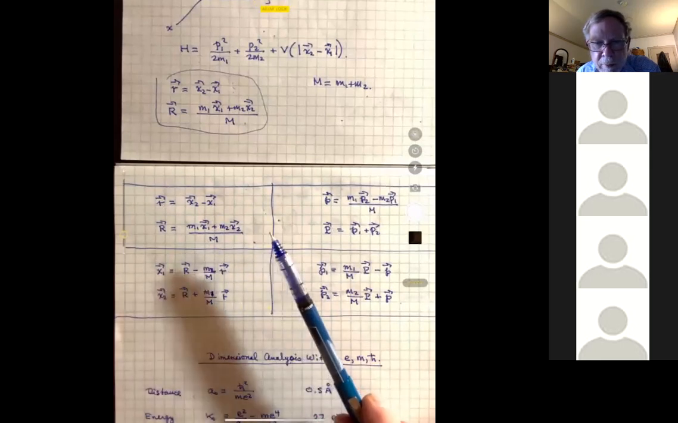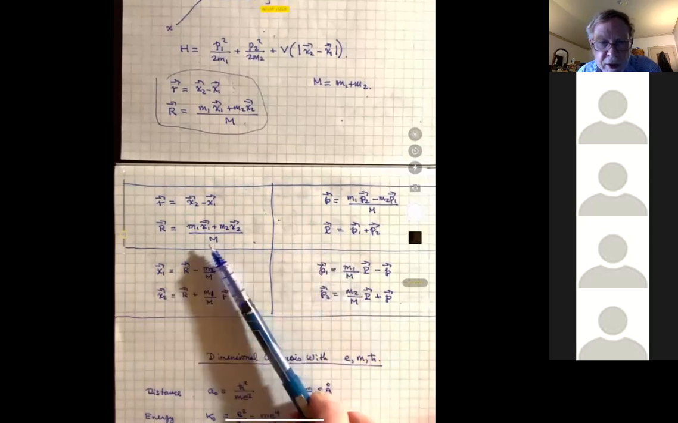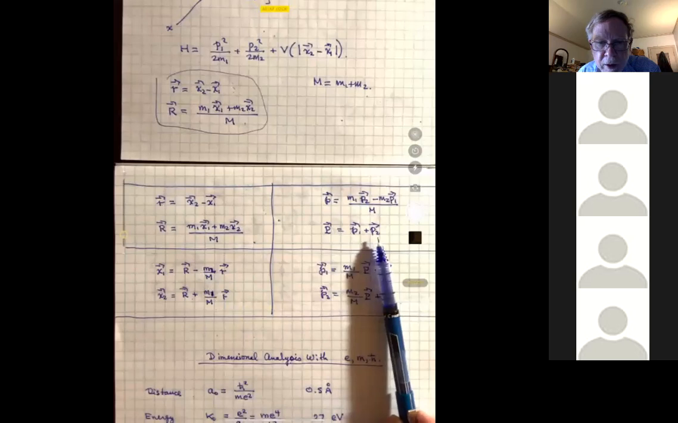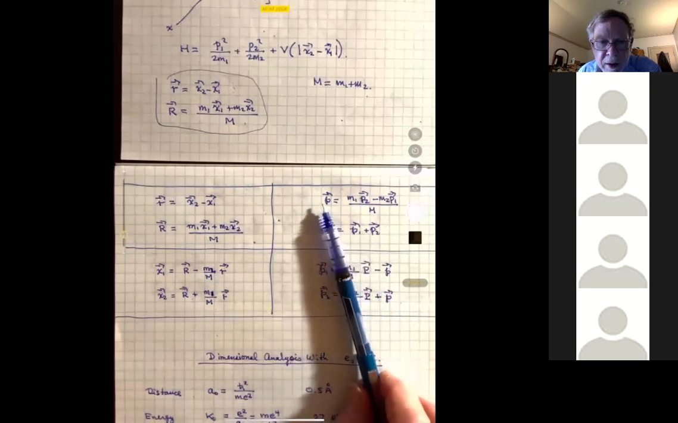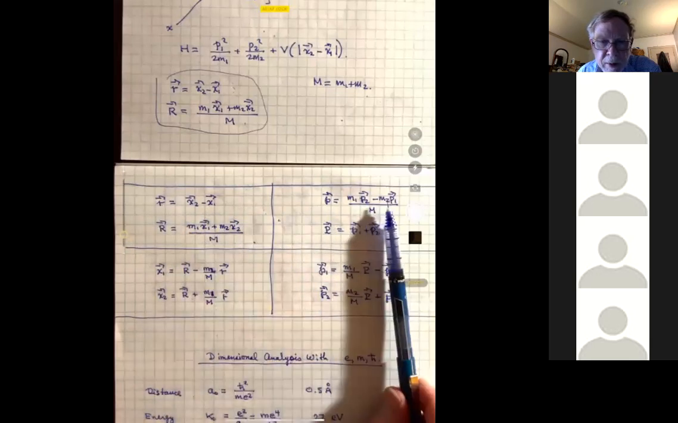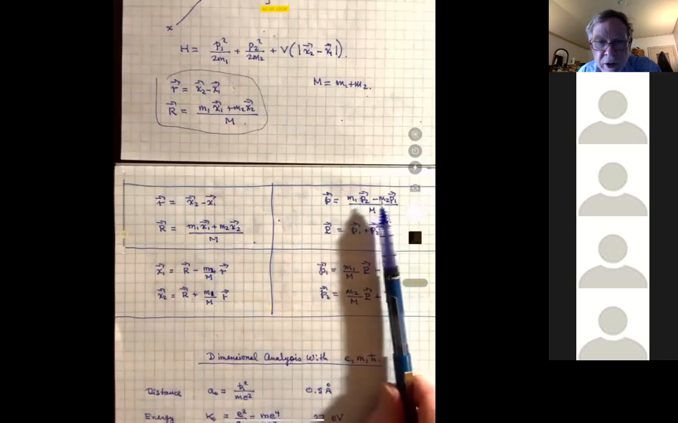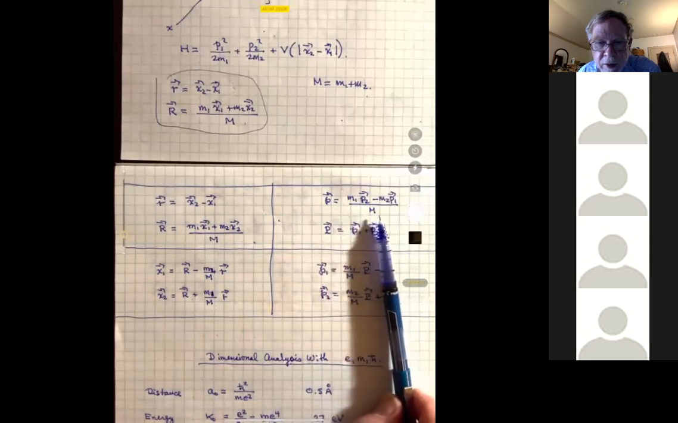What about the corresponding momenta? You can see that the momentum big P, which is conjugate to the center of mass position, is the total momentum of the two particles. It's p1 plus p2. The momentum lowercase p, which is conjugate to lowercase r, because it's minus i h bar d by d lowercase r, is more difficult to interpret. As you see, it's m1 p2 minus m2 p1 over the total mass. And what does that mean?